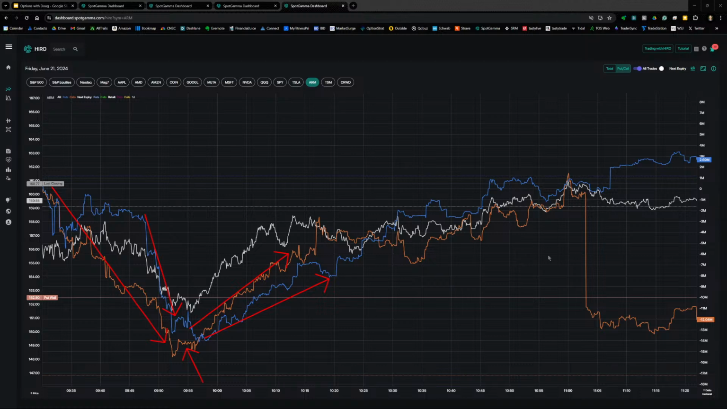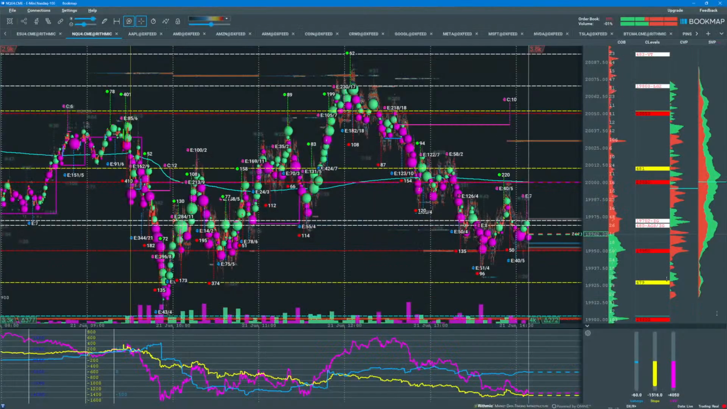Note this sharp drop in the call line here. This is a large block order, large institutional order. Someone selling a large number of calls there. All right, let's go take a look at Bookmap. Let's go to ARM.